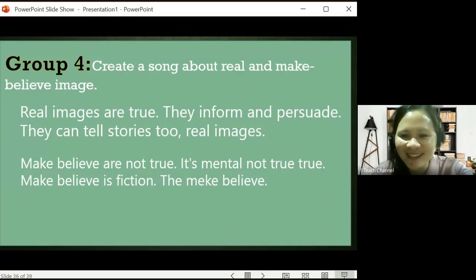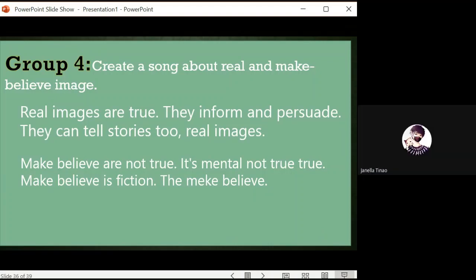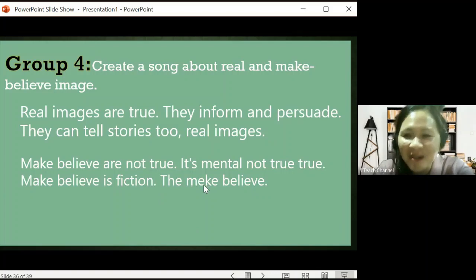Ready? Go. Real images are true. They inform and persuade. They can tell stories too. Real images are true. Make-believe images are not true. It's mental, not true. Make-believe is fiction. Make believe.